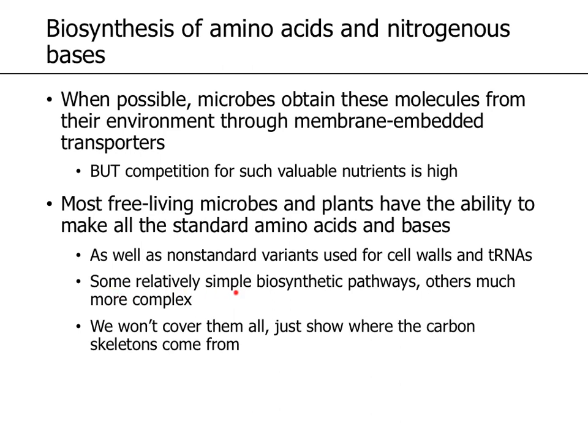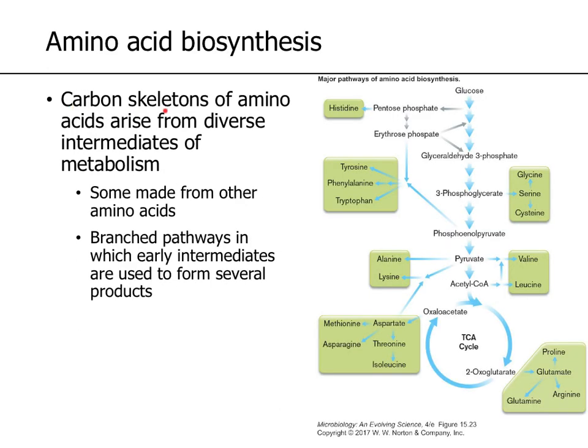So some are made from relatively simple biosynthetic pathways, others are much more complex, so we're not going to cover all of these pathways. I will just show you the key thing that I want you to know, but also to realize where some of these components might be coming from. So here we have the carbon skeletons for the amino acids. They can arise from diverse intermediates from metabolism. Again, taking these different metabolic intermediates, they can be used to make some of these different amino acids.